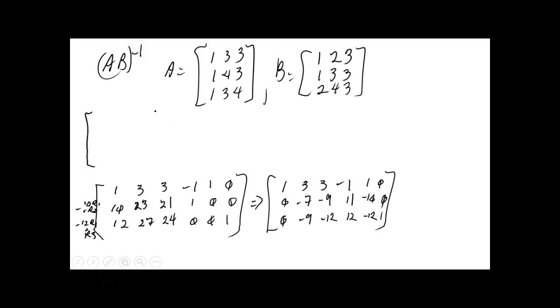Now, how many steps do you want to do on this? Okay, so 1, 3, 3, minus 1, 1, 0. And flipping up, that'd be a 0, a 2. Oh, that's why I was asking how many steps you want on that. And I'm going to go and write the bottom row. 0, negative 7, negative 9, 11, negative 10, 0.